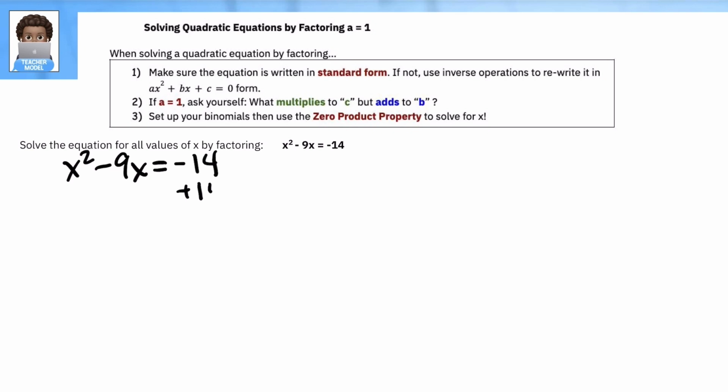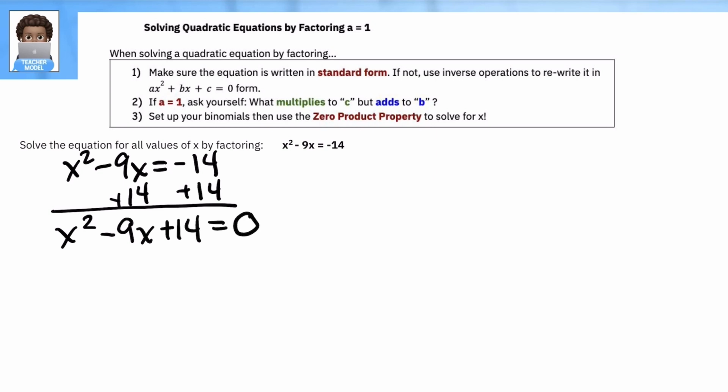So first things first, what I want to do is get this into that standard form. So I'm going to add 14 to both sides. So it's written as x squared minus 9x plus 14. That's the form I want. And this time it's set equal to 0.